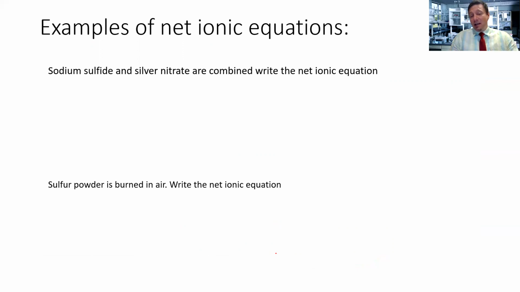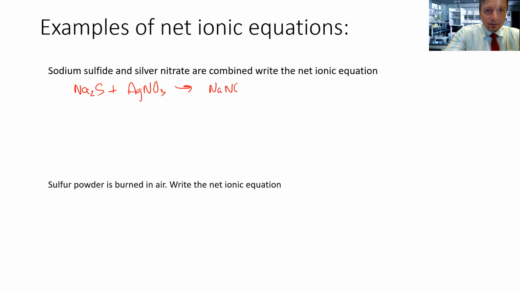That's a great example of a question you very well could see on the AP exam. It does not tell you anything about the products. You're expected to know what will form from a reaction like this. So right away, I'm just going to write my formulas here. I have sodium sulfide plus I have silver nitrate, AgNO3, reacting to form sodium nitrate plus I have silver sulfide.